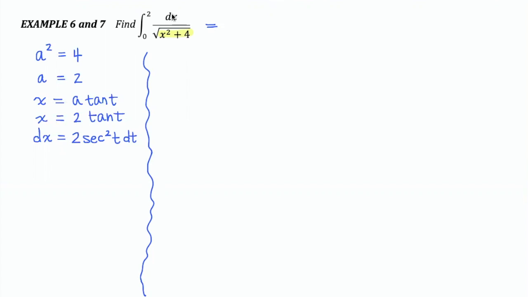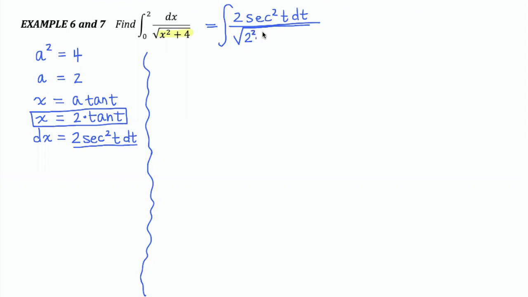My dx, my numerator, should now become 2 secant squared t dt. My denominator is the square root, and I'm going to keep that square root symbol in there, of x squared plus 4. So if this is my x here, then I'm going to need to square that. And when you square the left, because you've got a product on the right, you square both of these parts on the right. So I'm going to have 2 squared times tangent squared t, and then I need to keep the plus 4.